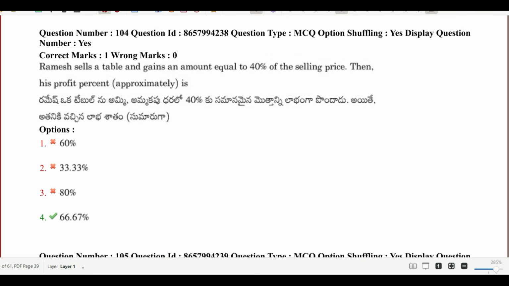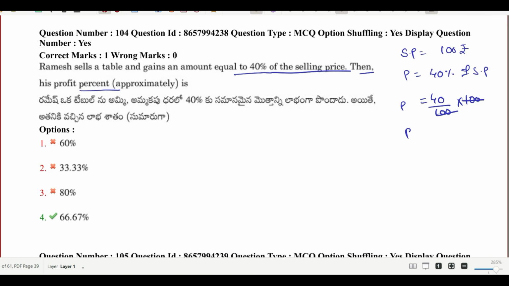Ramesh sells a table and gains an amount equal to 40 percentage of the selling price. Then find his profit percentage. Suppose he sells that table for 100 rupees, then his profit will be 40 percentage of the selling price. 40 percentage means 40 for 100, selling price is 100, the 100 gets cancelled. We get a profit in terms of rupees as 40 rupees.